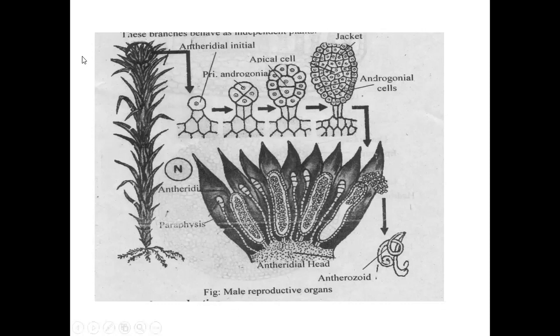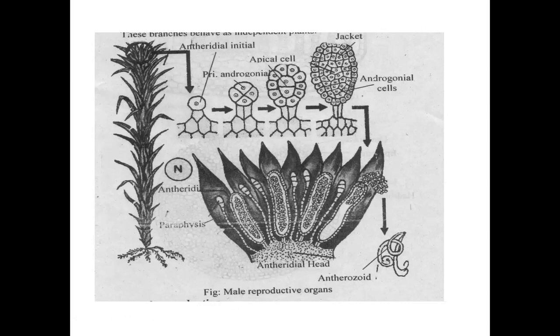Unlike this, in the female plant, if this cluster is enclosing the archegonium, then we call it the archegonial head. The gametophytic plants, which are enclosing the respective reproductive organs, the antheridia and archegonia, are developed in flower-like, rosette-like structures. When we observe under the microscope, the terminal position appears just like a flower.